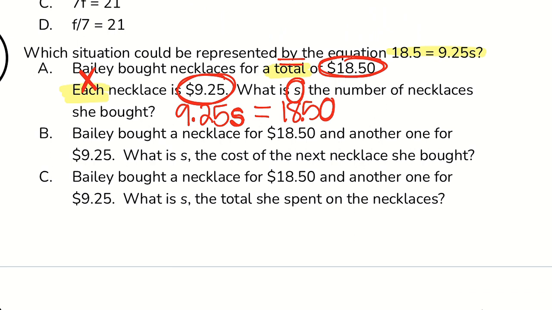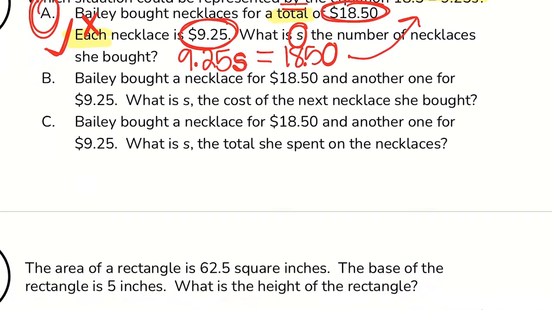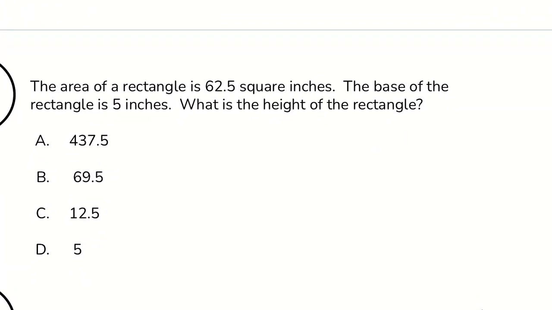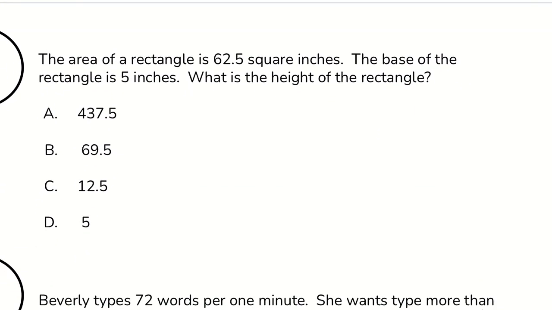Is that okay? Oh, it is. Oh, yeah. They started with the 9.25S, and then it equals. Oh, they just flipped it. Well, looks like that could be the answer. Do we want to write the other ones, or are we good? I think we're good. Okay. And on your test, though, you're going to mark them all up and write all your equations. Yeah. Ooh, area.